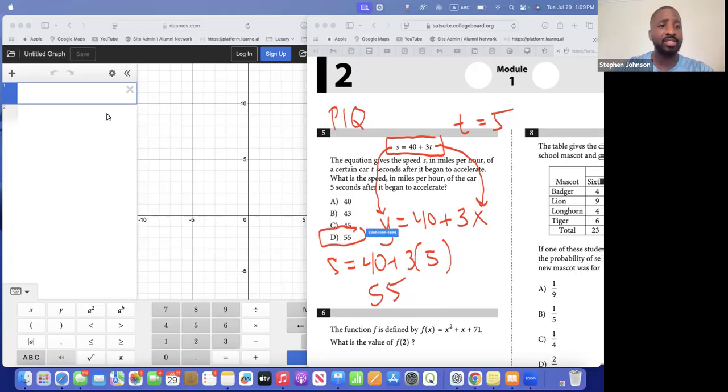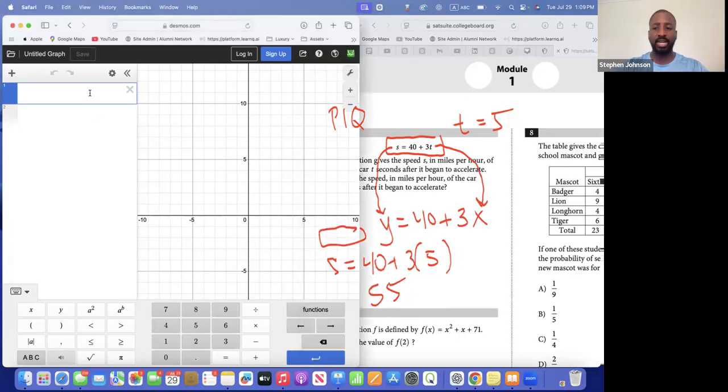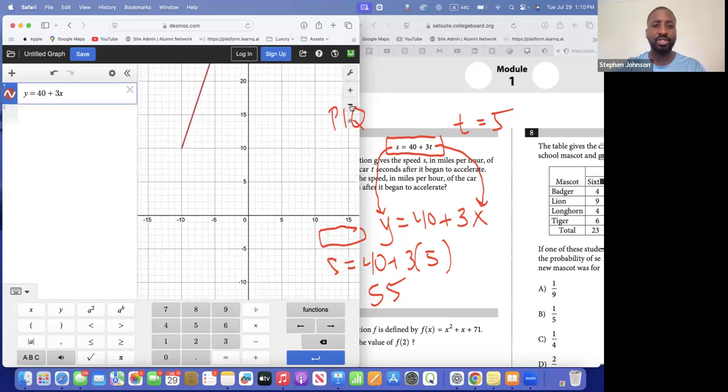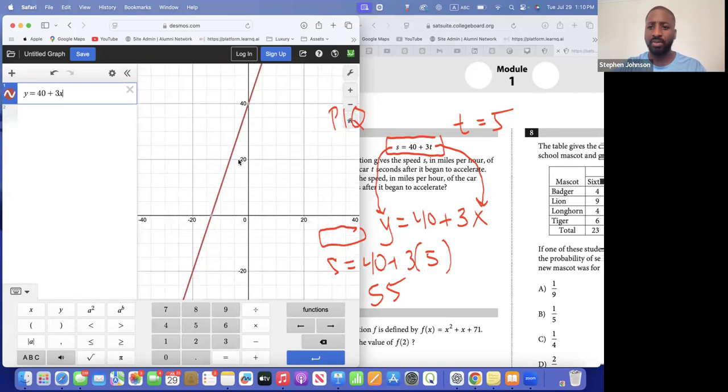But let's say you didn't notice that. So I'm going to go to Desmos now, and instead of saying S equals 40 plus 3t, I'm going to say Y equals 40 plus 3x. We see that my graph shows up. There it is. And what does the question want me to find out? It wants me to know what's happening when t is 5, which again, I've converted into x being 5.